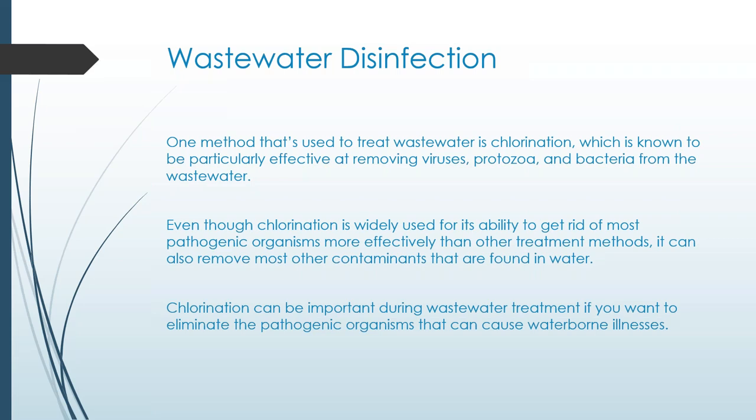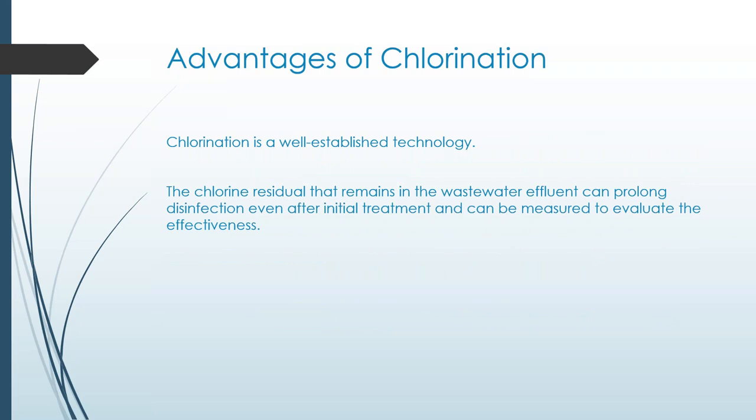One method that's used to treat wastewater is chlorination, which is reliable and effective against a wide spectrum of pathogenic organisms. The use of chlorine gas in wastewater treatment is a tried and true methodology that has existed for many, many years. Chlorination has flexible dosing control and produces a residual that remains in the wastewater effluent even after initial treatment and can be measured to evaluate the effectiveness.